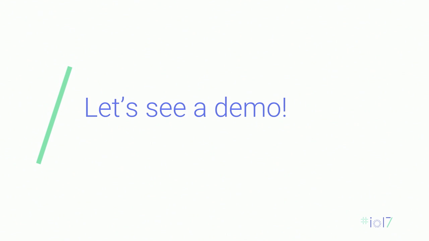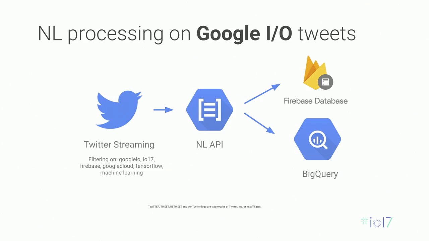So I want to show you a demo of the natural language API. And how this demo works is I am using the Twitter streaming API to stream tweets related to Google I/O using a couple of the search terms that you see here: Google I/O, Firebase Cloud, TensorFlow, and machine learning. I'm sending the text of these tweets to the natural language API, and I'm using the sentiment and syntax annotation methods.